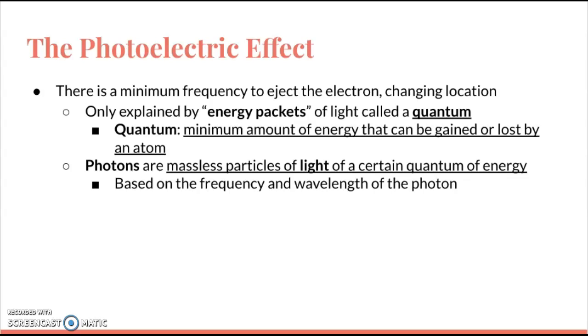A quantum is the minimum amount of energy that can be gained or lost by an atom, and specifically an electron. And when we give off light, these energy packets of light are what we call photons, which are massless particles of light of a certain quantum of energy. This is based on the frequency and wavelength of a photon. We're going to wrap all of this together so you'll see exactly what all of this means.